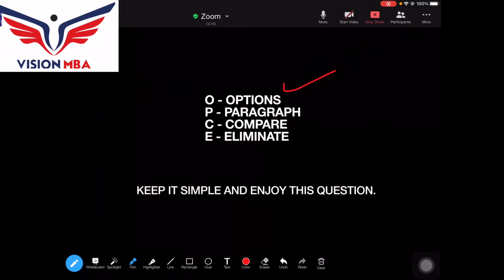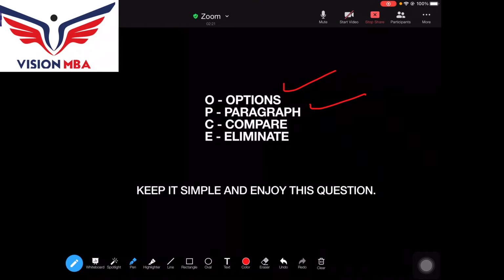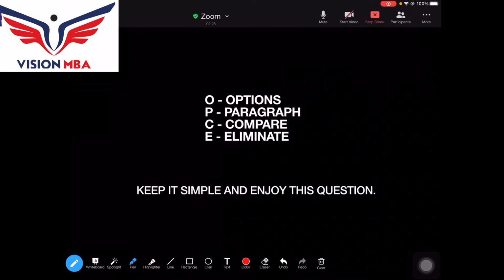Then once you are done with the options, go on to the paragraph. You read the paragraph and you paraphrase it in your head, what is going on. I'm going to solve the questions with you guys. I'm going to solve 3 para summary questions which were asked in CAT 2020. And then you compare the options. The third point is you compare the options.